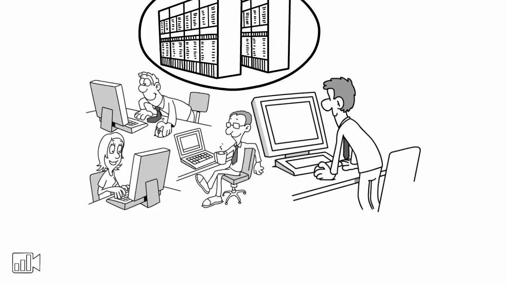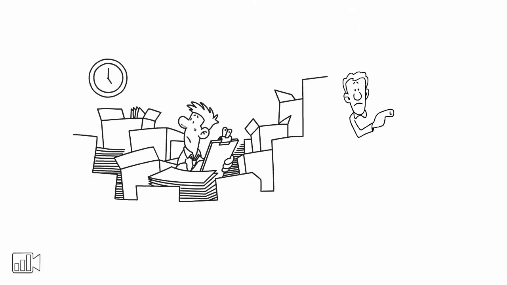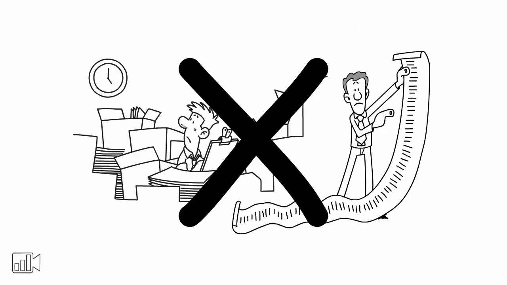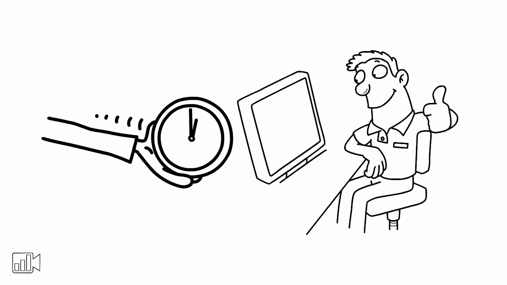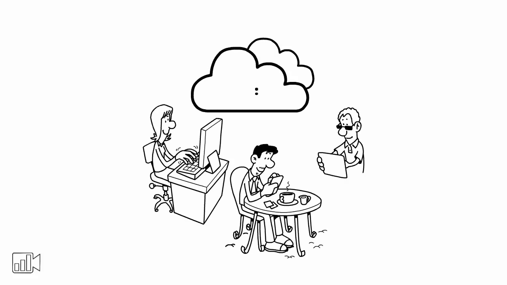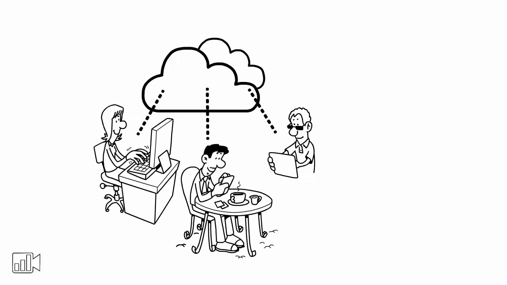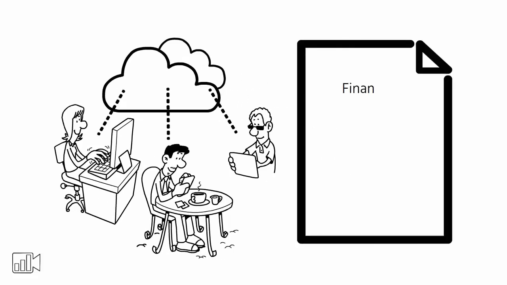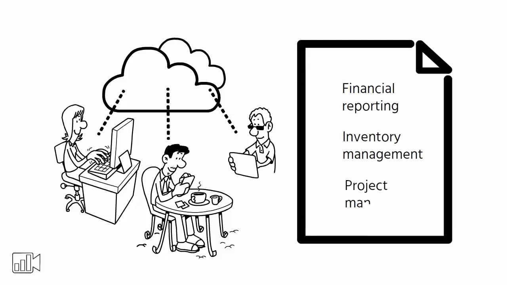data. This eliminates the need for multiple systems and manual processes, saving time and reducing the risk of errors. ERP systems are usually cloud-based and accessible from anywhere, making it easier for companies to manage their operations from multiple locations. They also come with various features, such as financial reporting, inventory management, and project management, that can be customized to meet the specific needs of a business.